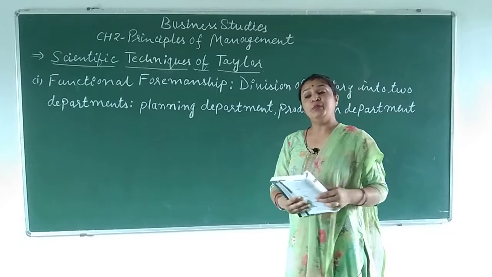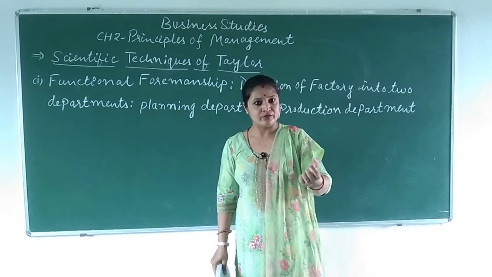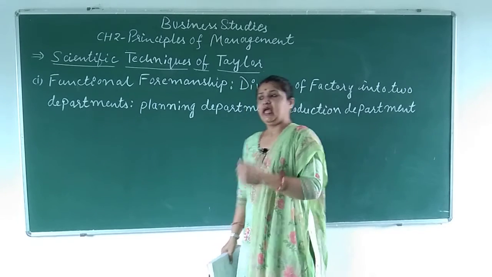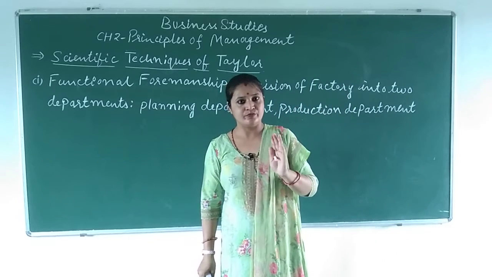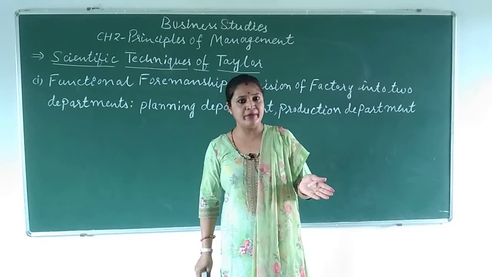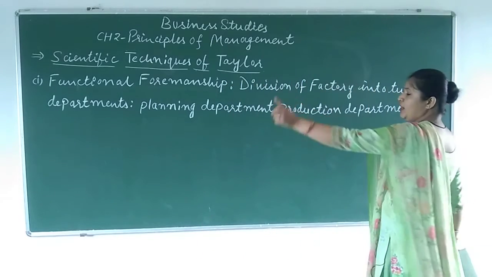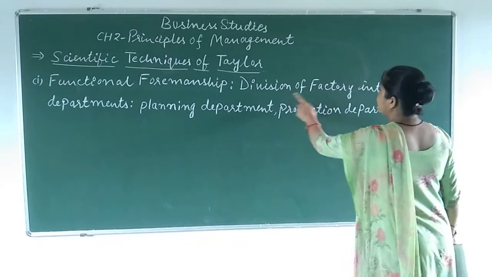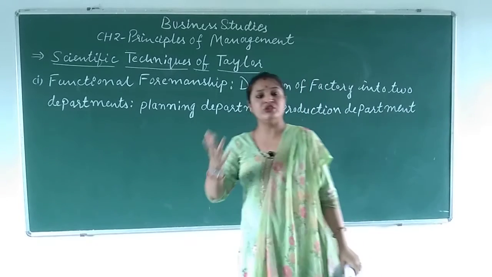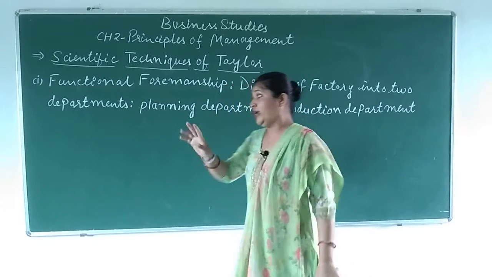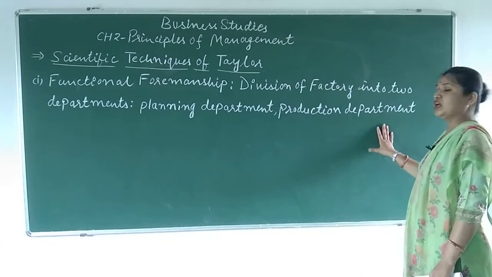Functional foremanship means that to do work you need somebody who will supervise. Taylor suggests that in the organization, all the work cannot be done by the workers. There are so many different departments. He suggested a division of the factory into two departments: one is the planning department and the other is the production department.